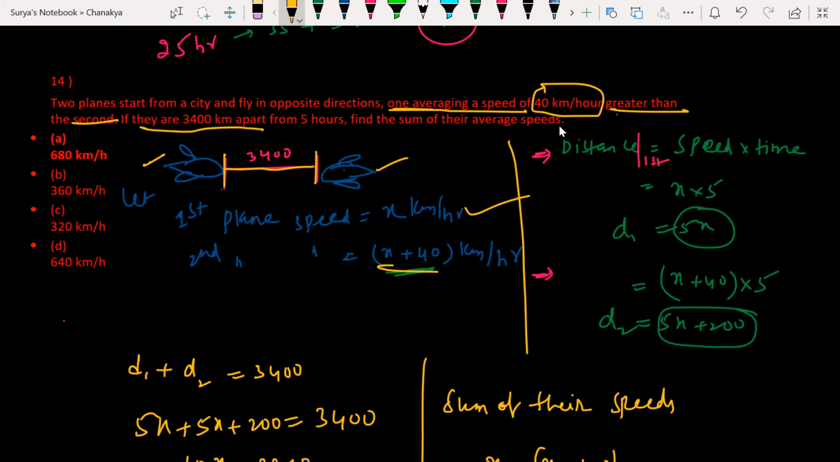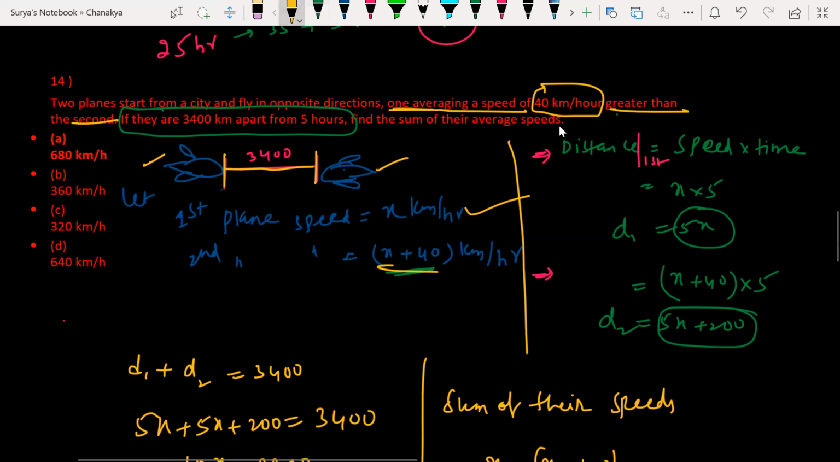If they are 3,400 kilometers apart, and the time is 5 hours, what is the meaning of this? You must understand this. Apart from 5 hours means they start moving and they cover 3,400 kilometers in 5 hours.